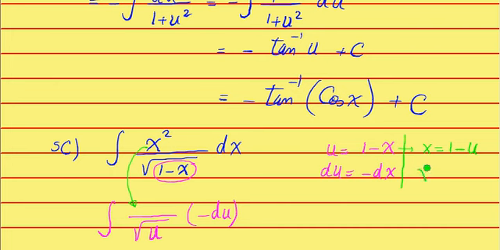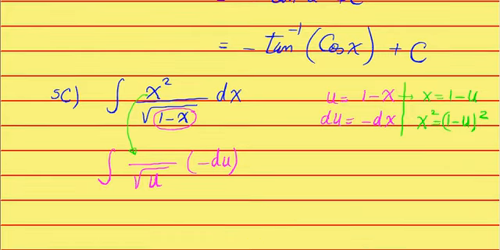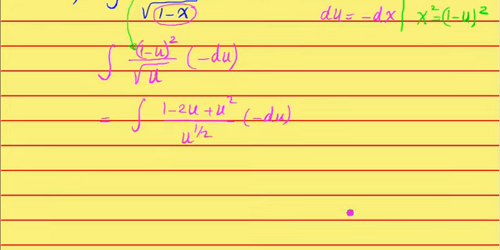So x squared is 1 minus u, squared. So that's what we are going to do here. So 1 minus u squared. Now I go ahead and open this up. The numerator is 1 minus 2u plus u squared. The denominator is u to the power of 1/2, and here I have minus du. Let's multiply it out. 1 over u to the power of 1/2 is u to the power of minus 1/2.